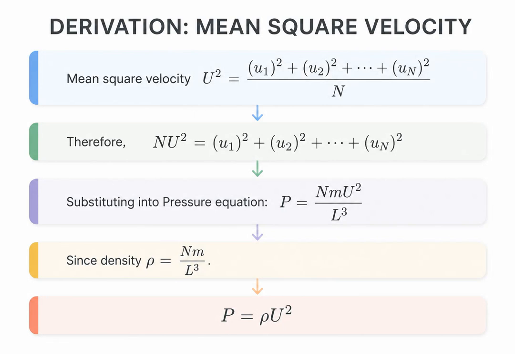Writing out the sum of all those squared velocities is cumbersome, so we use the mean square velocity, denoted as capital U squared. This is simply the sum of the squared velocities divided by the total number of molecules, n. Rearranging this, the sum of the squared velocities equals n times U squared. Substituting this back into our pressure equation, we get P equals n times m times U squared divided by L cubed. Notice that n times m is the total mass of the gas, and L cubed is the volume. Mass divided by volume is density, rho. So the pressure P simplifies to rho times U squared.